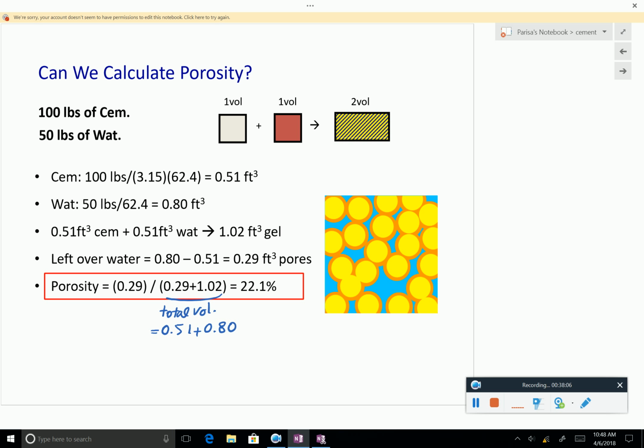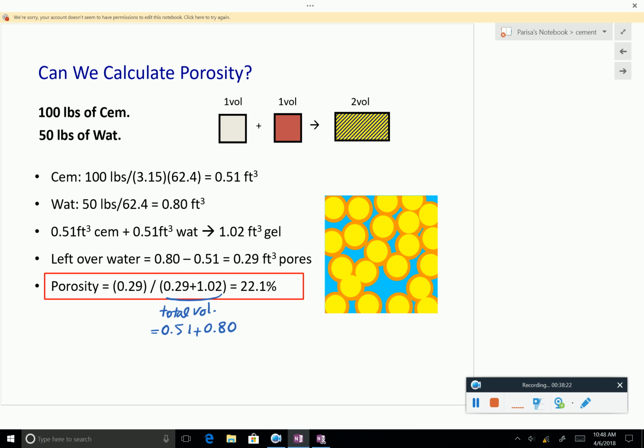So it's kind of, hopefully it's not something new. Let me let you do one on your own to make sure that you know how to do it. Now, what if the water to cement ratio was 0.4?